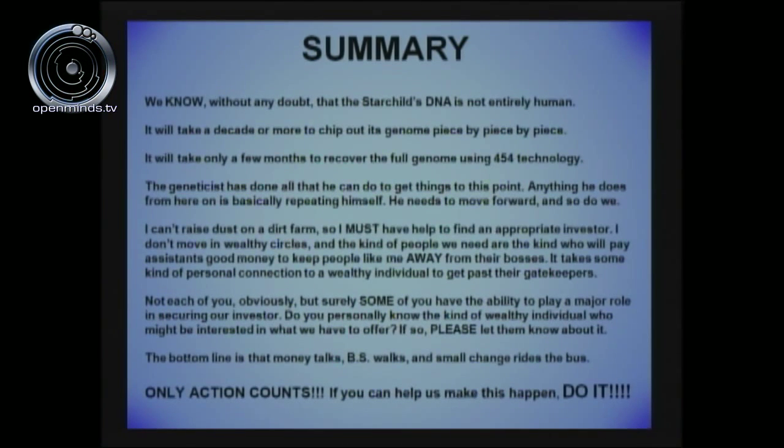The geneticist has done all that he can do to get things to this point. Anything he does from here on is basically repeating himself. He needs to move forward, and so do we. You've seen it. There's really no more to do at the fragment level. Only action counts. If you can help us make this happen, please do it.